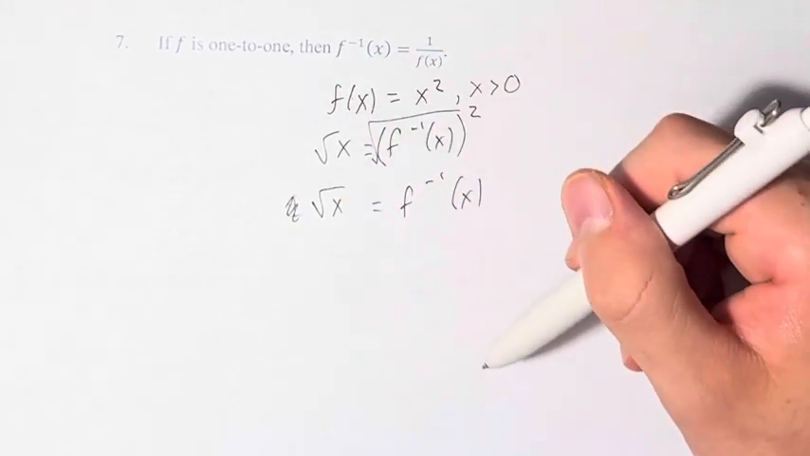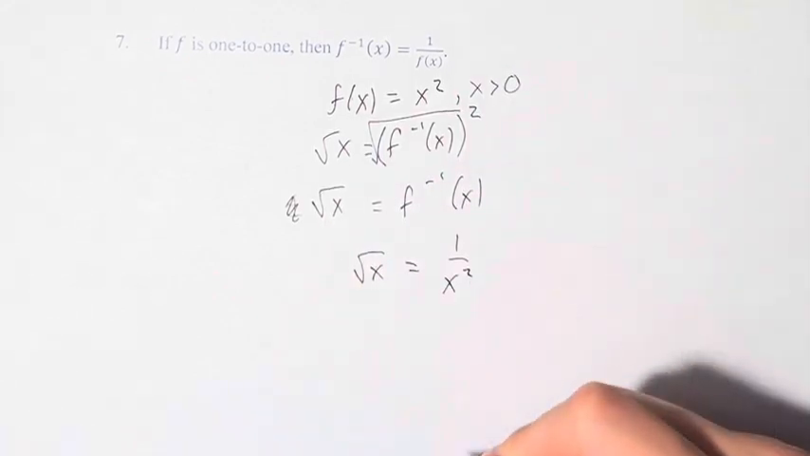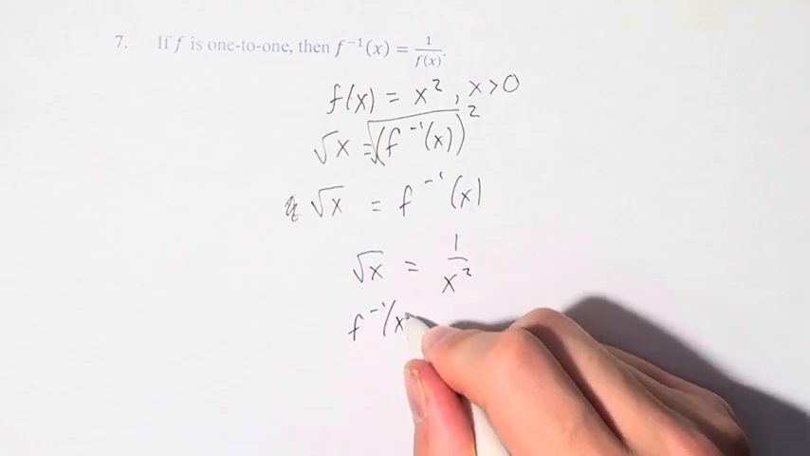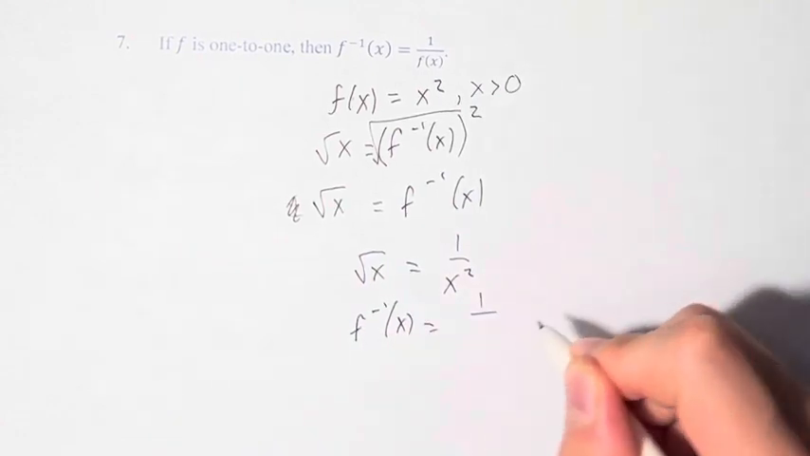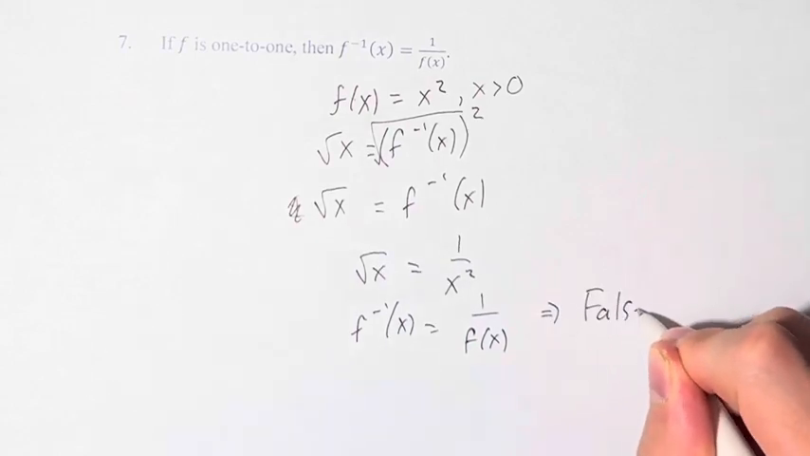But even in this specific situation, the square root of x does not equal 1 over x squared. Therefore, the inverse of f is not equal to 1 over f. Therefore, the statement is false.